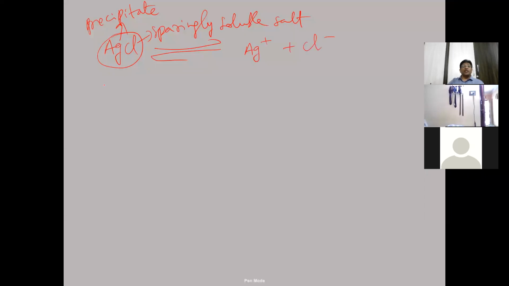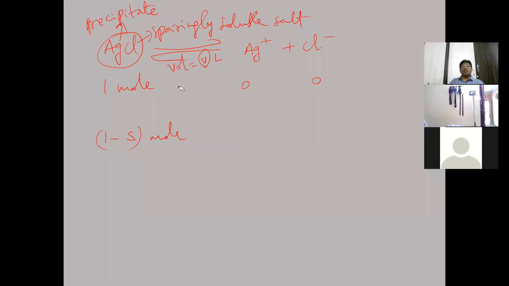Okay, initially we are taking 1 mole of AgCl, but the 1 mole will not dissolve completely. Initially, Ag plus is 0 and Cl minus is 0. At equilibrium, 1 minus S will be left over. Suppose the volume is V liters. Then we take moles per liter: 1 mole per V liters, and 1 minus S moles per liter.